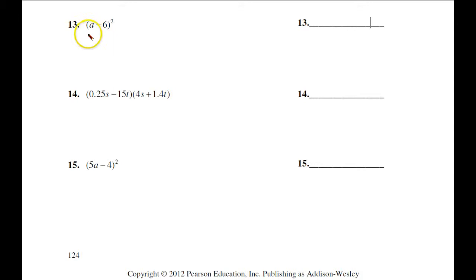And the recipe, and I'll give it a couple times, is you square this first term. You then multiply these two terms together, and you're going to get a negative 6a. Then you're going to double it, that is, multiply it by 2. So you get a negative 12a. And then you square the last term. Now a negative 6 times a negative 6 will always be a positive. And in this case, it's 36.